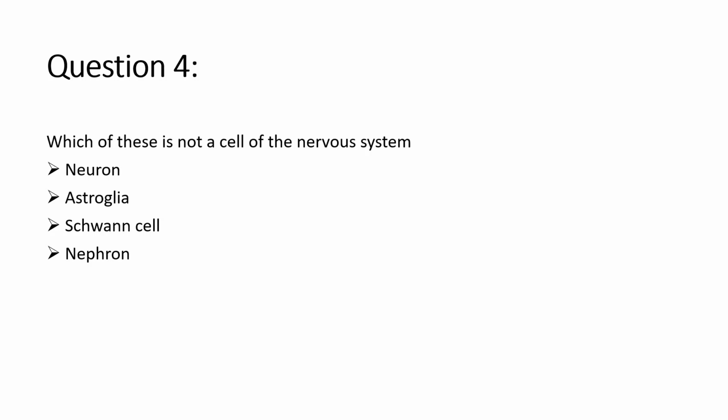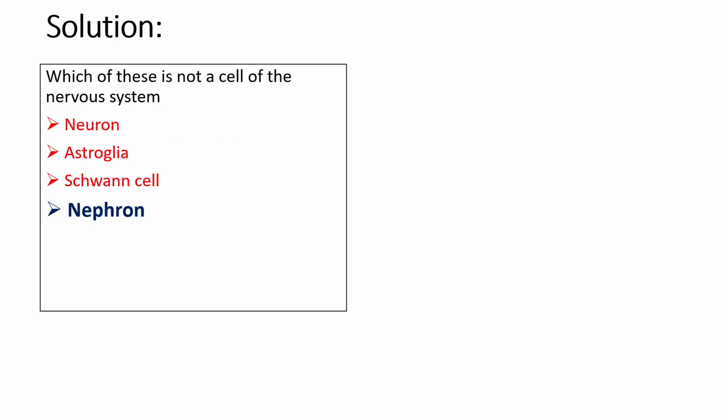And then we have the nephrons. The nephrons are found in the kidney. They are the basic functional unit of the kidney. So option D is the right option. That is, the nephron is not a cell of the nervous system.